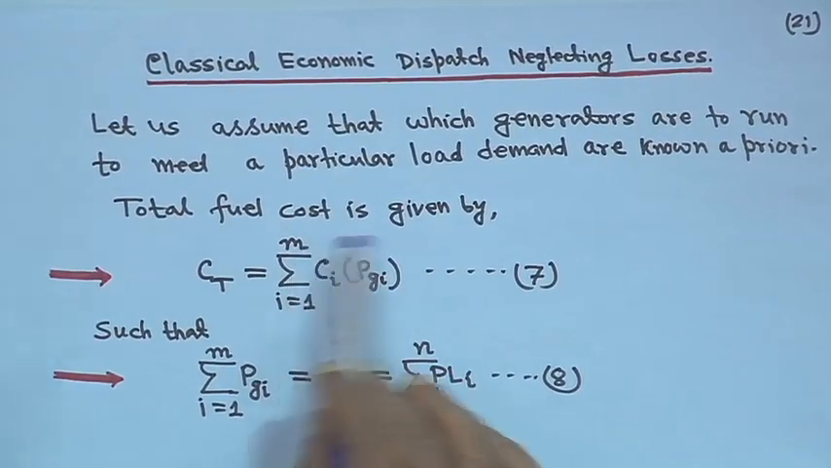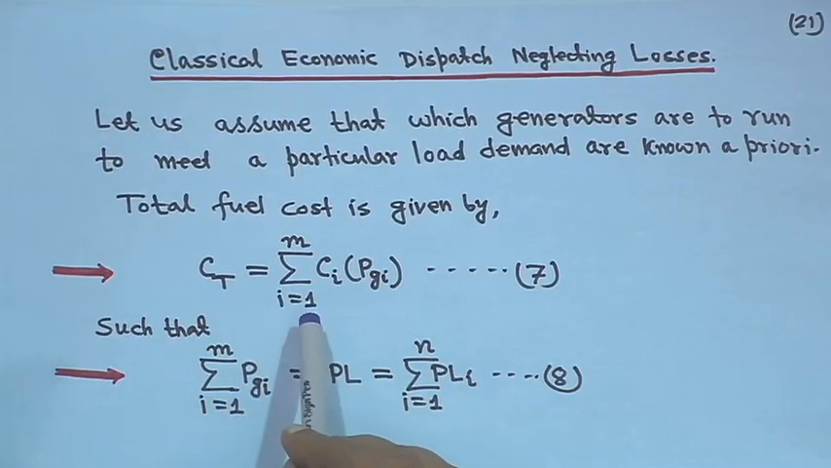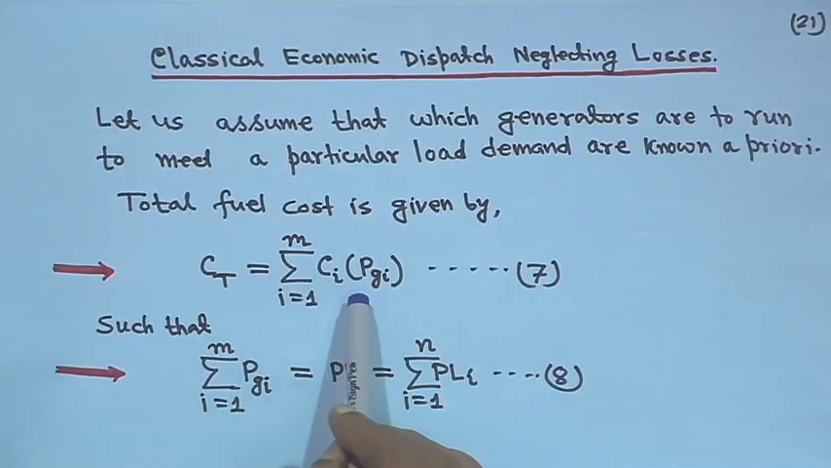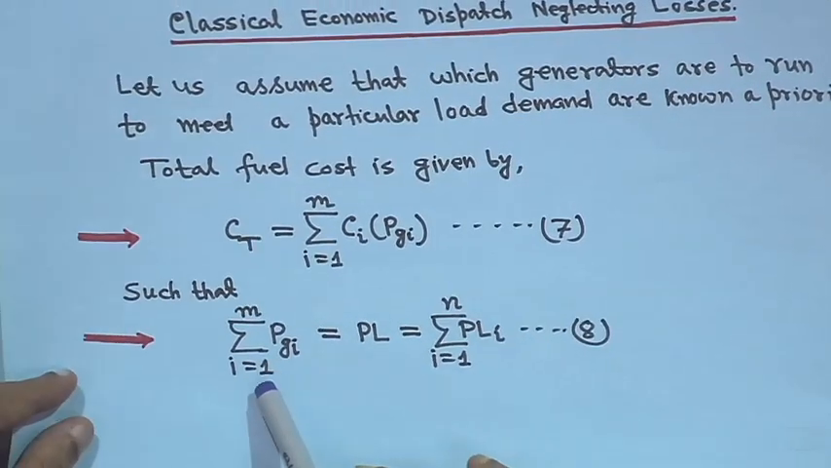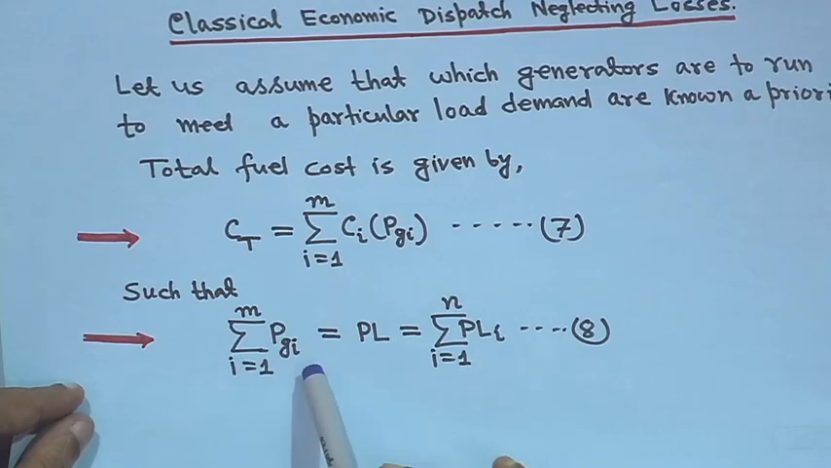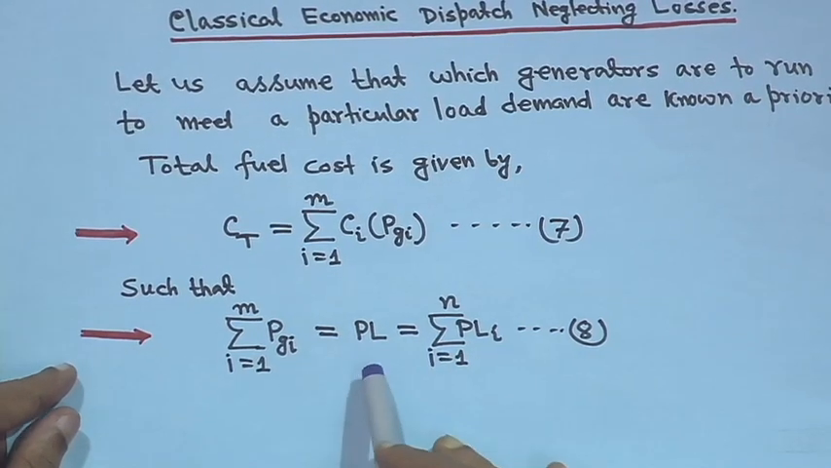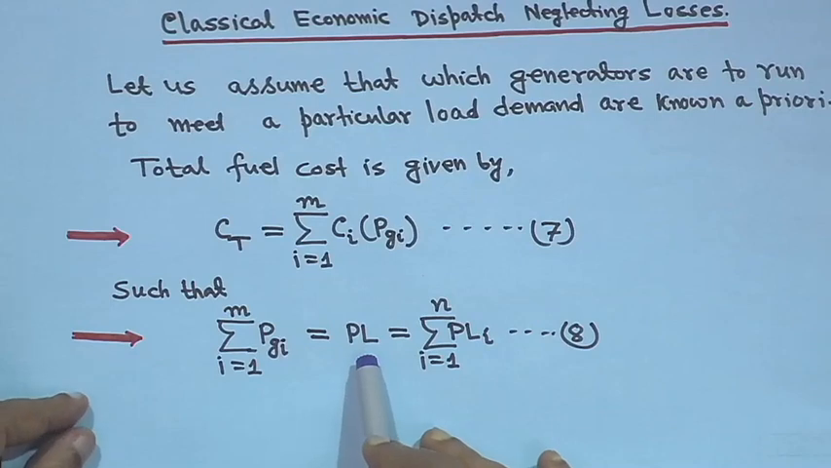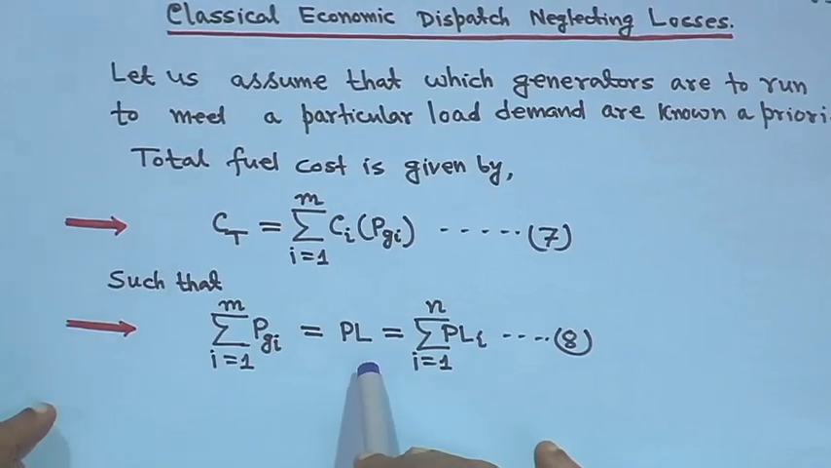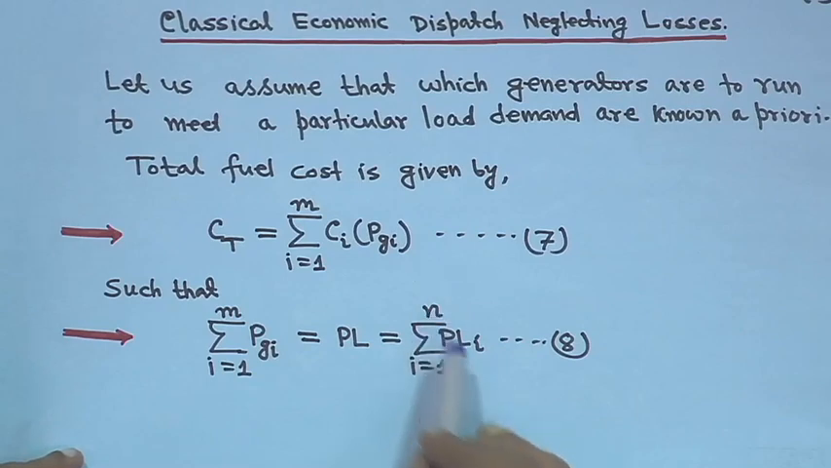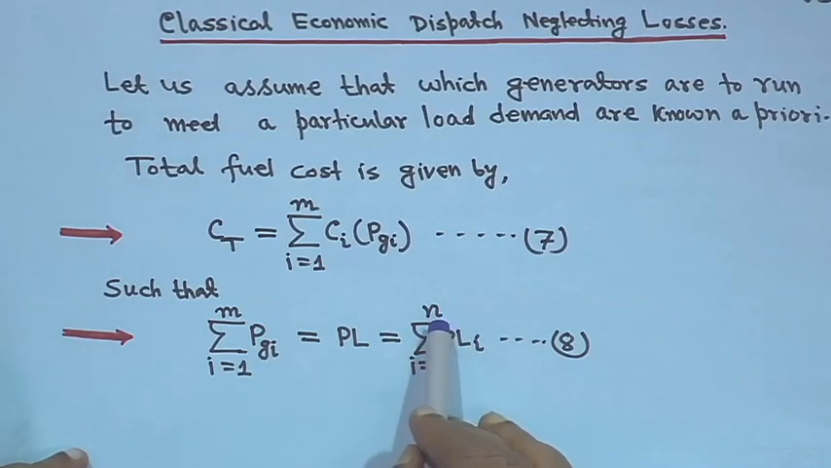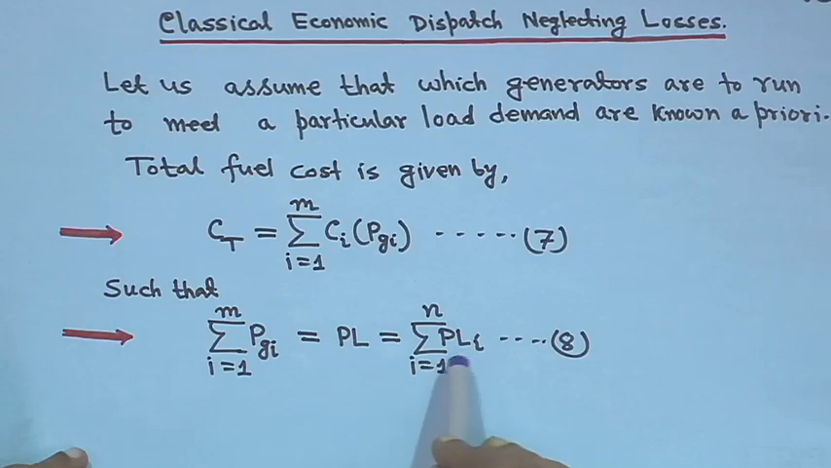So, suppose you have m number of generators. Ct will be the sum from i equal to 1 to m of Ci(Pgi), this is equation 7. Subject to the total generation, sum of i equal to 1 to m of Pgi, that means Pg1 plus Pg2 up to Pgm, is equal to PL, the total load. Loss is not neglected later; we will see later that at that time it will become PL plus P loss. That is equal to the sum from i equal to 1 to n of PLi, as in a power system you have n number of buses, this is equation 8.